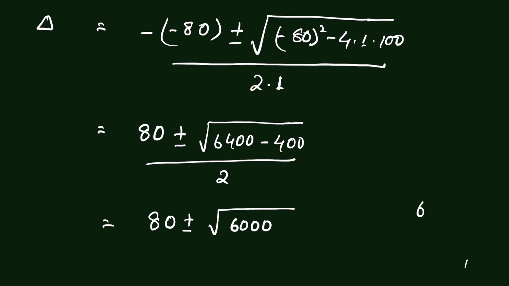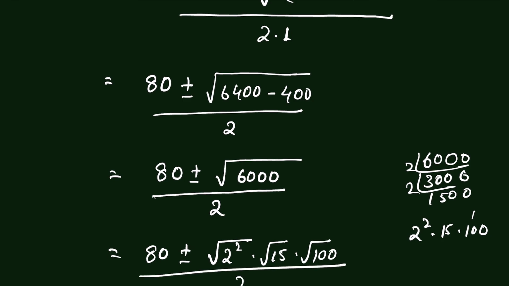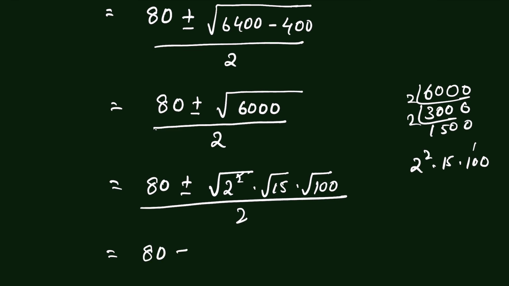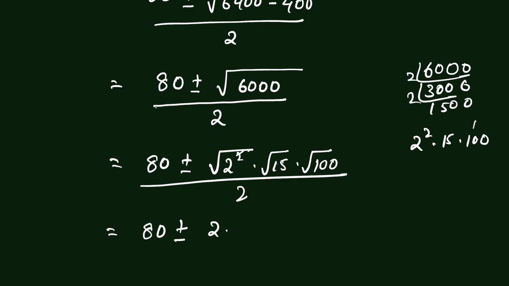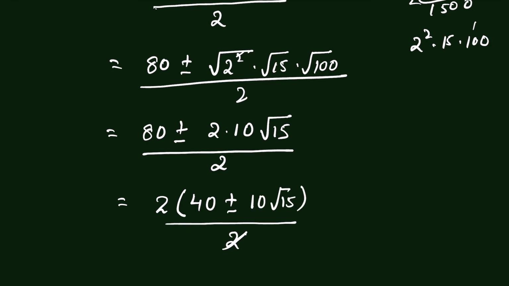6400 minus 400 is 6000. If we factorize it, we can write it as 2 square times 15 times 100 upon 2. So it is 80 plus minus square root of 2 square times 15 times 100 upon 2. Now remove the square root with the square. So it is 80 plus minus 2 times square root of 100, which is 10, then square root of 15 upon 2. We take 2 common, so 40 plus minus 10 times square root of 15 upon 2. Now remove this 2 and this 2.